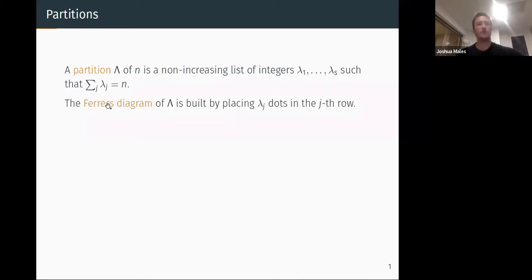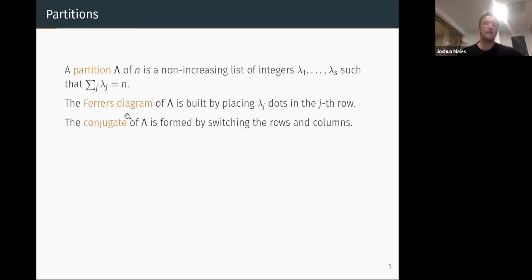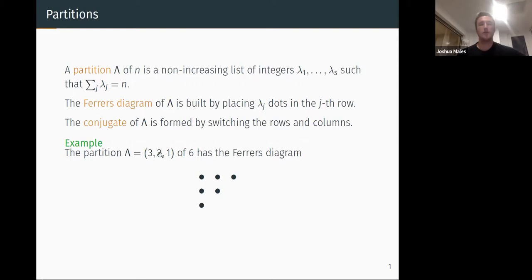Okay, what do we do with this? For this talk, we want to look at the Ferrers diagram of lambda. So how do you build this? I'm sure everyone's seen, you just place lambda j dots in the jth row. And the conjugate of lambda is formed by switching the rows and columns of this diagram. We'll see an example in a minute. So the partition 3, 2, 1 of 6 just has this Ferrers diagram: 3 in the first row, 2 in the second, 1 in the last.